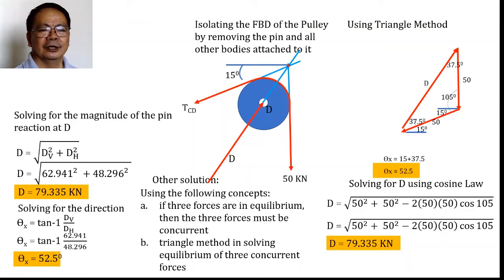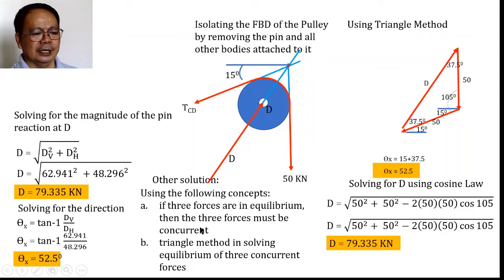Diba? Yun yung ilan sa mga konsepto na nais ko sanang naunawaan din ninyo so that when we solve other problems, you will be able to simplify your solution. Again, ano nga yung konseptong yun? When you have three forces that are in equilibrium, then the three forces must be concurrent. Okay, what else? Okay, we will continue.